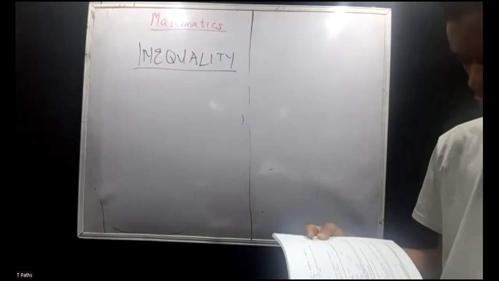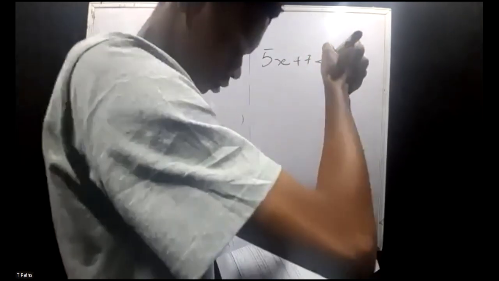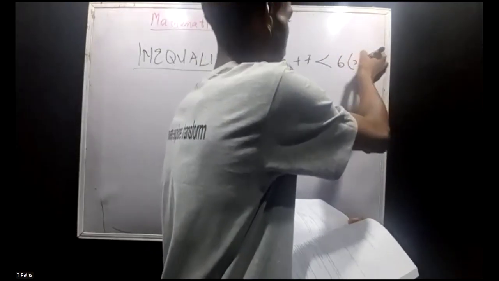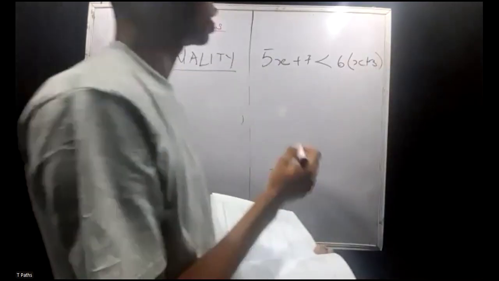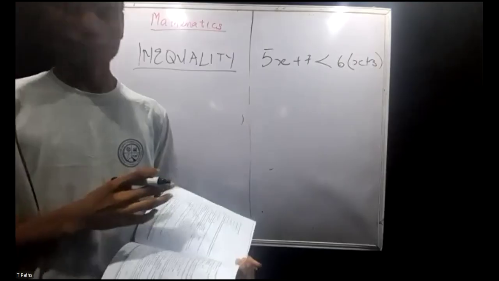Page 45, question 32. The question says, solve the inequality 5x plus 7 is less than 6, open brackets, x plus 3. So solve the inequality 5x plus 7 is less than 6, open brackets, x plus 3.